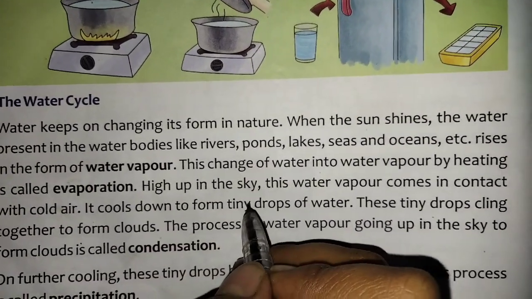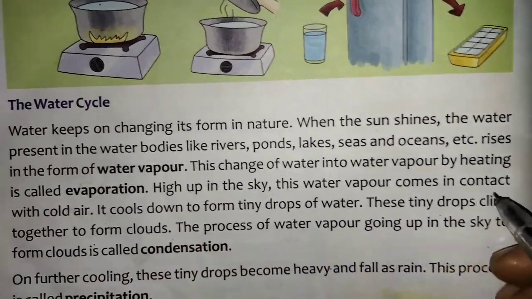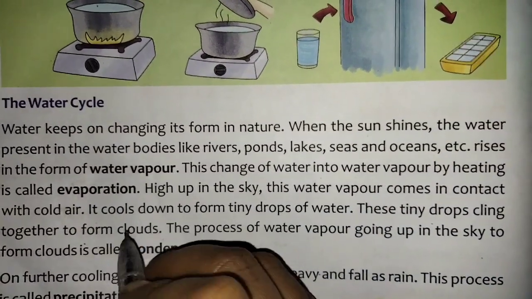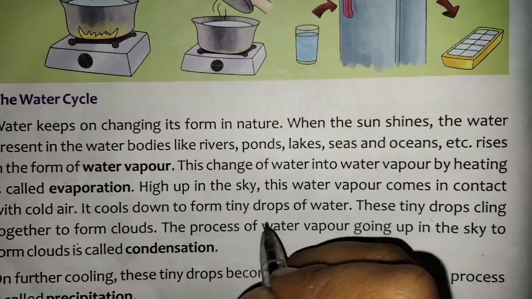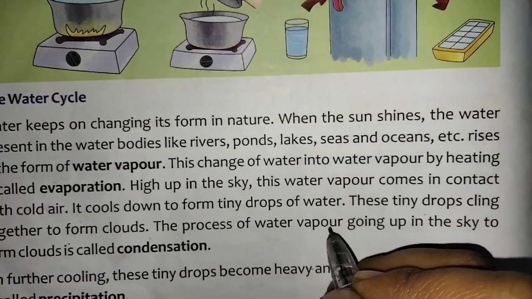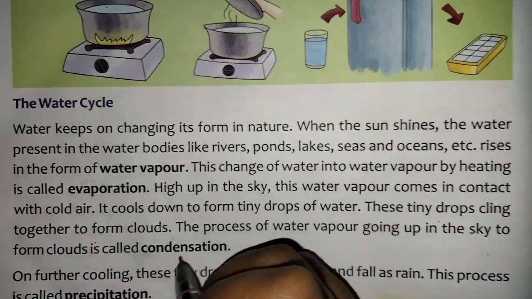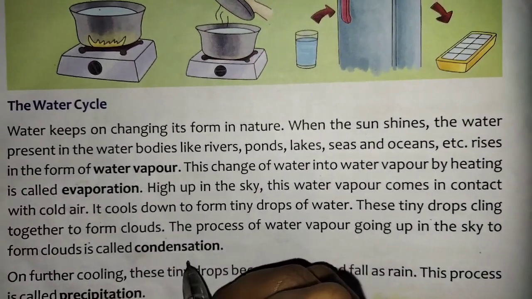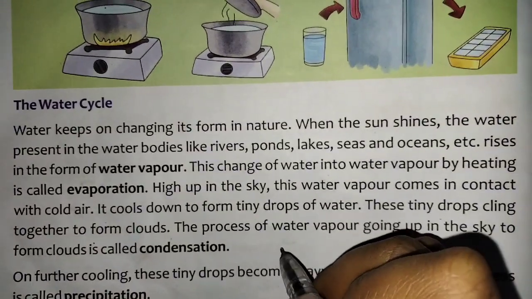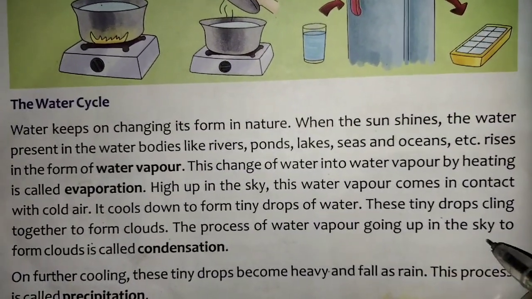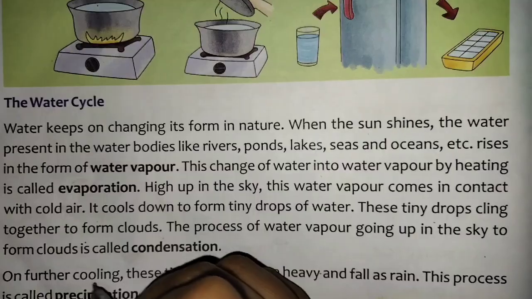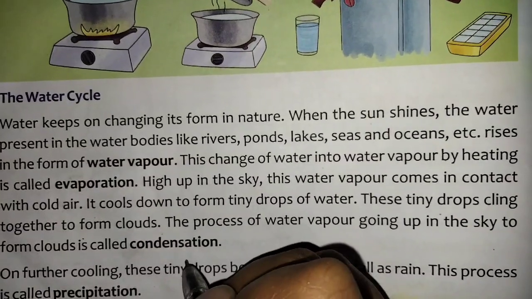High up in the sky, this water vapor comes in contact with the cold air. It cools down to form tiny drops of water. These tiny drops come together to form clouds. The process of water vapor going up in the sky to form clouds is called condensation.